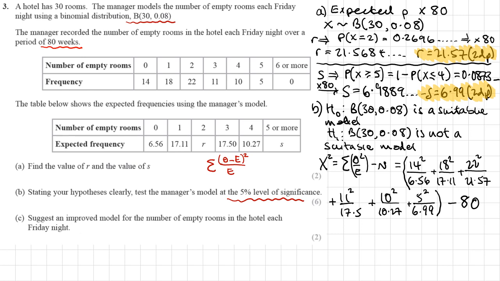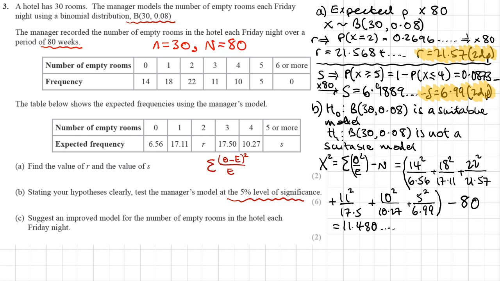Okay, now in this question we have two n's, don't we? Little n is the n from the binomial, 30. Big N, the number of observations, is 80. Right, doing this calculation, I get a value of 11.480, and I now need to look up my critical value.